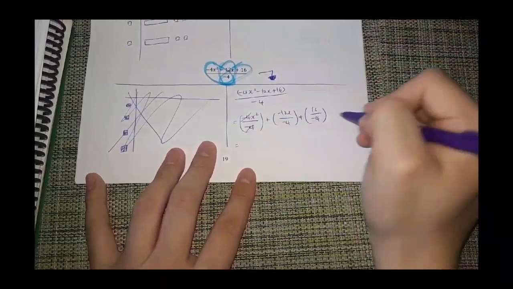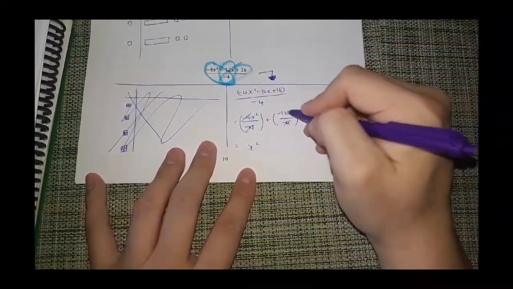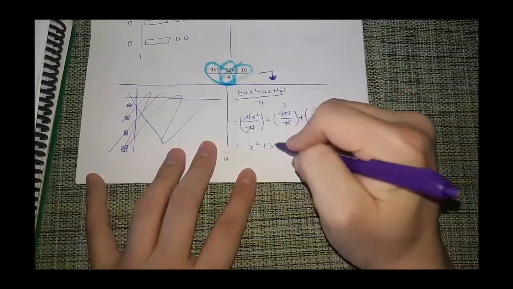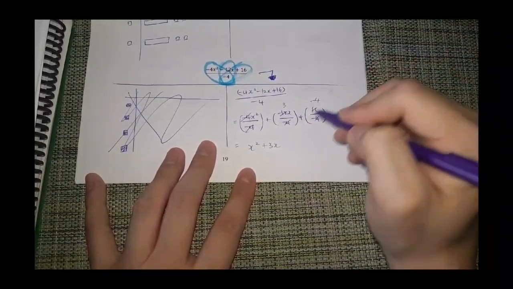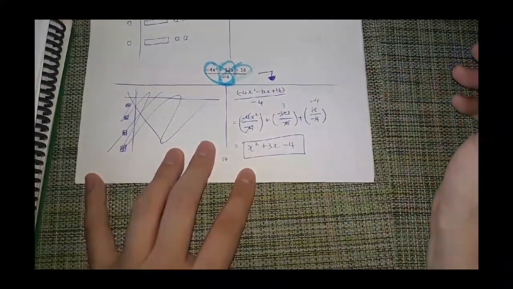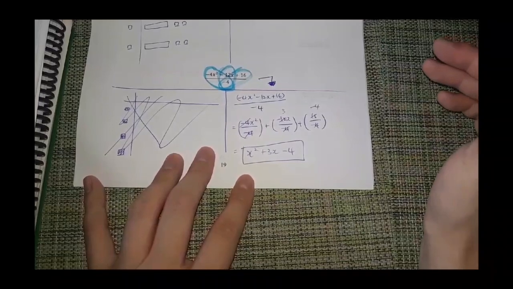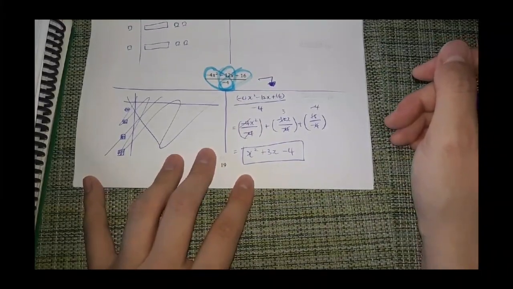Negative 4 divided by negative 4 cancel each other, so that's x squared. Negative 12 divided by negative 4, that's positive 3. And 16 divided by negative 4 gives you negative 4. So as you may notice, the answer turned out to be x squared plus 3x minus 4. Let's do more examples.